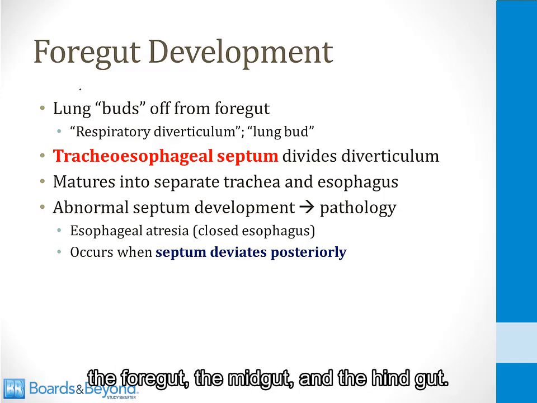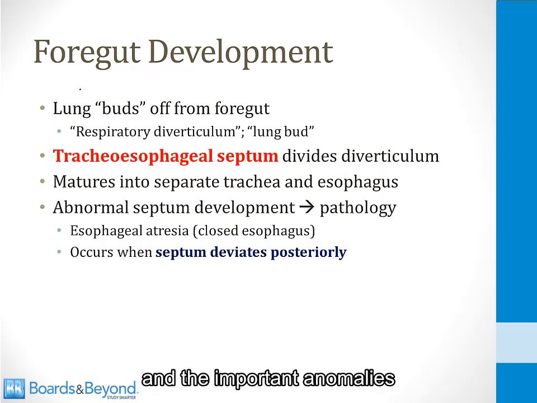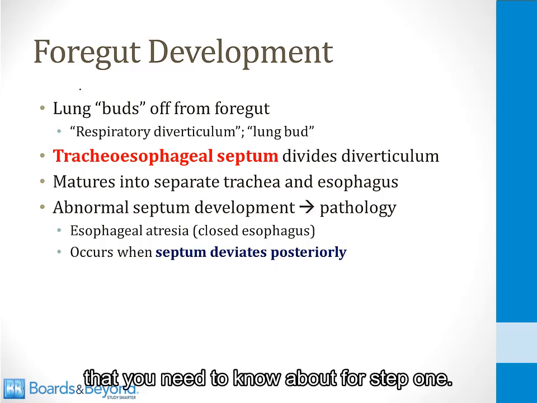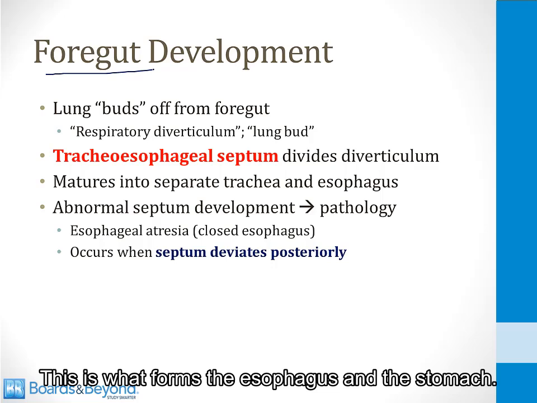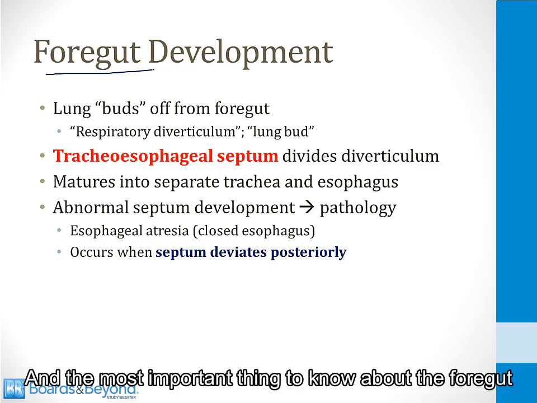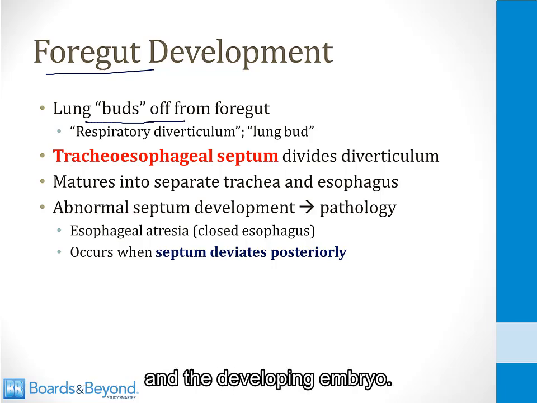Now what I'm going to do is talk about each of the three sections of the embryonic gut tube, the foregut, the midgut, and the hindgut, and I'll talk about how each section develops and the important anomalies that you need to know about for step one. We'll start by talking about the foregut. This is what forms the esophagus and the stomach, and the most important thing to know about the foregut is that the lung will bud off from the esophagus in the developing embryo.